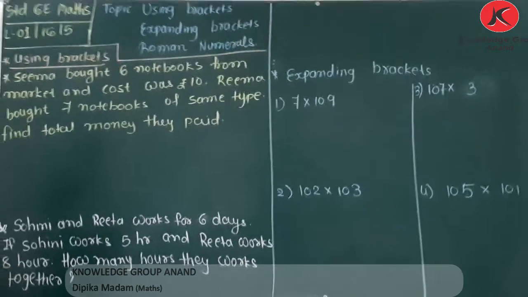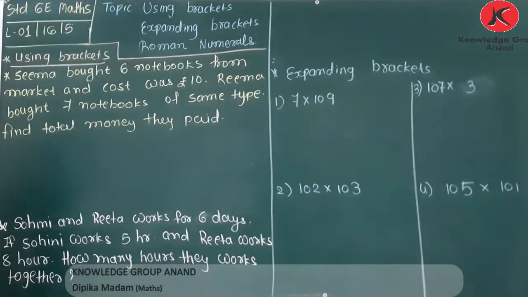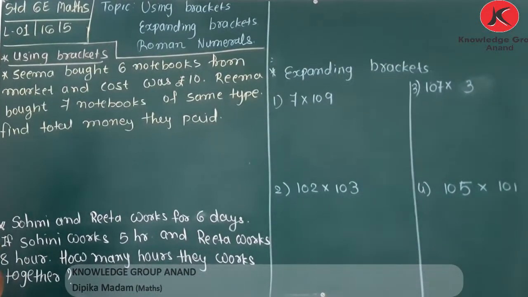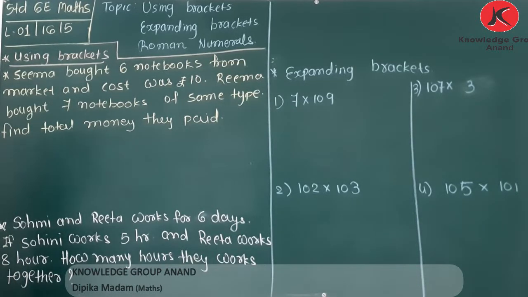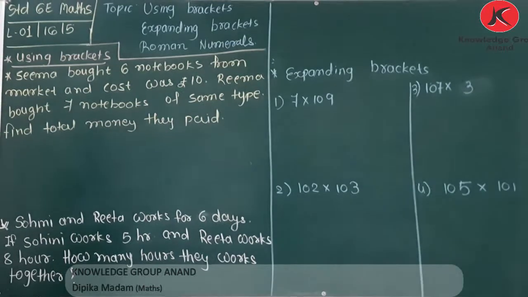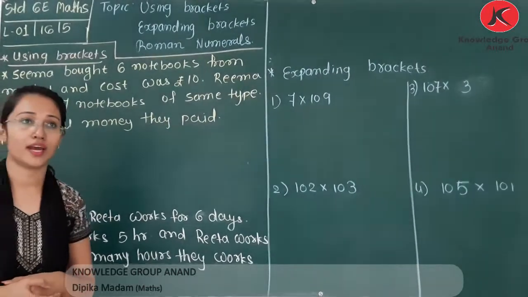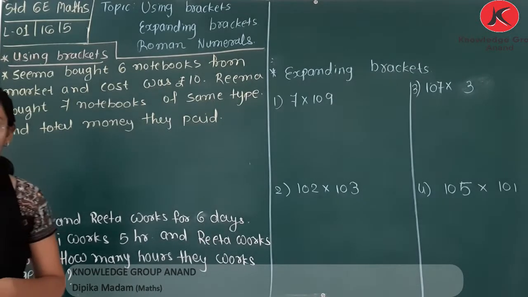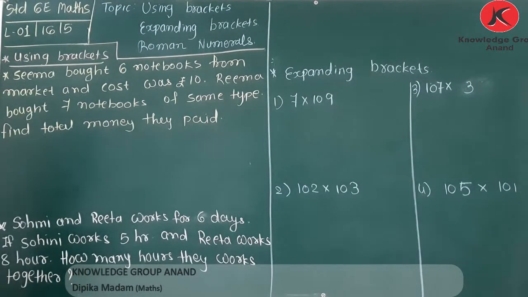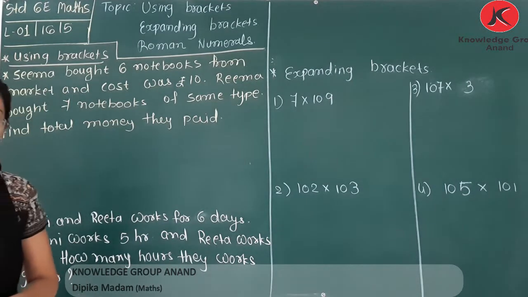Welcome back friends. Previously we learned exercise 1.3 related to estimation. Today we will learn topics that are using brackets, expanding brackets and Roman numerals. Using brackets and expanding brackets are very important topics. So here are some examples related to how to use a bracket.